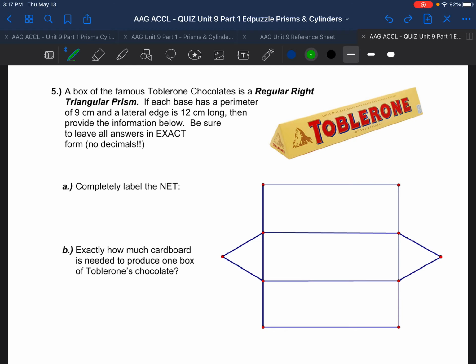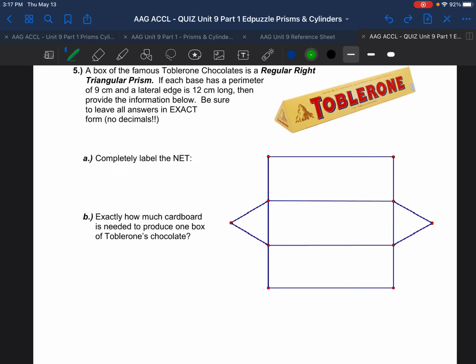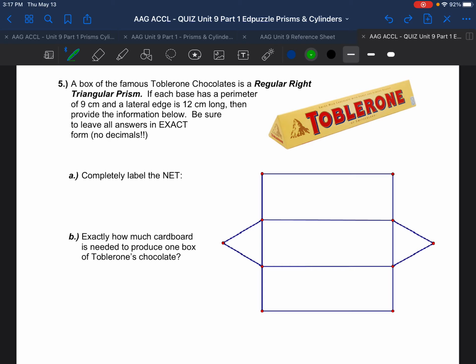So let's start off by labeling the net, okay? I'd like to start off by asking you, what is this length right here? That length will be 12 centimeters long, and as a matter of fact, I'm going to carry that 12 all the way down throughout the net. What do the lateral edges also represent on this solid? The lateral edges, guys, don't forget, are also going to represent the height. So the height of this box, as if you stood it up on the triangles, is going to be 12 centimeters.